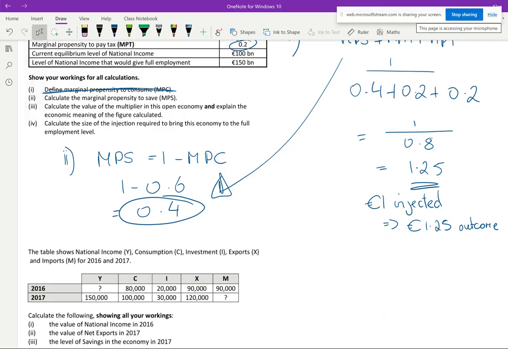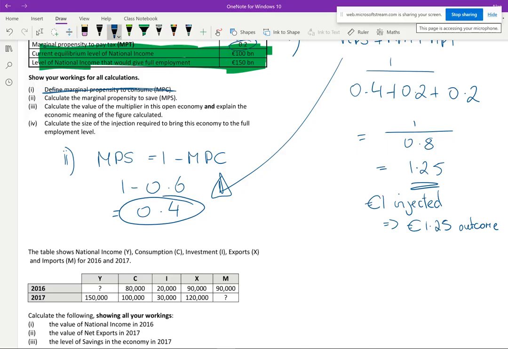Part 4, right, this is a tricky one. You're not going to get this in the book. It says calculate the size of the injection required to bring this economy into full employment. So for that one, have a look at all that up there. Current level of national income. So at the moment, our economy is basically 100 billion, all right? And then it said to us, if our economy was at 150 billion, we would have full employment. So essentially, we need another 50 billion to bring our economy into full employment.